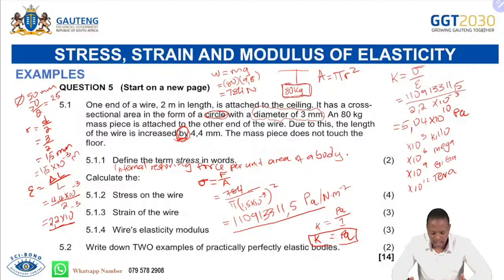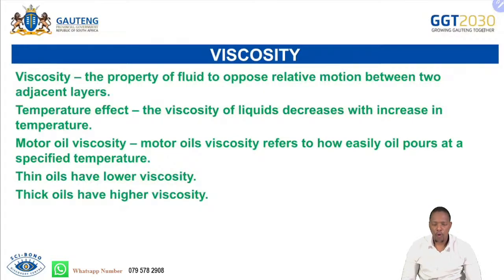The last question there is just simply asking for 2 examples of practically perfectly elastic bodies, okay? You can give us any perfectly elastic bodies. You can talk of squeeze balls, right? Those stress balls that you squeeze, and then you can talk of springs that are perfectly elastic there. Any example that you can give us that is perfectly elastic is fine. Those are just practical examples, okay? Right. Without any wasting of time, let's move on, grade 12, to our next topic, which is viscosity.